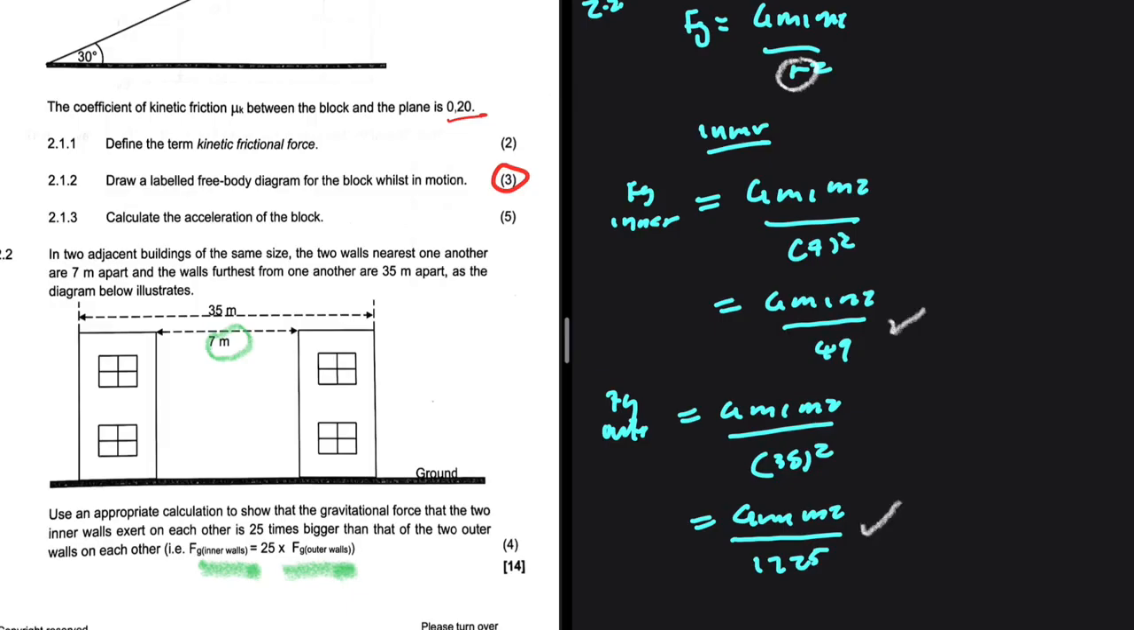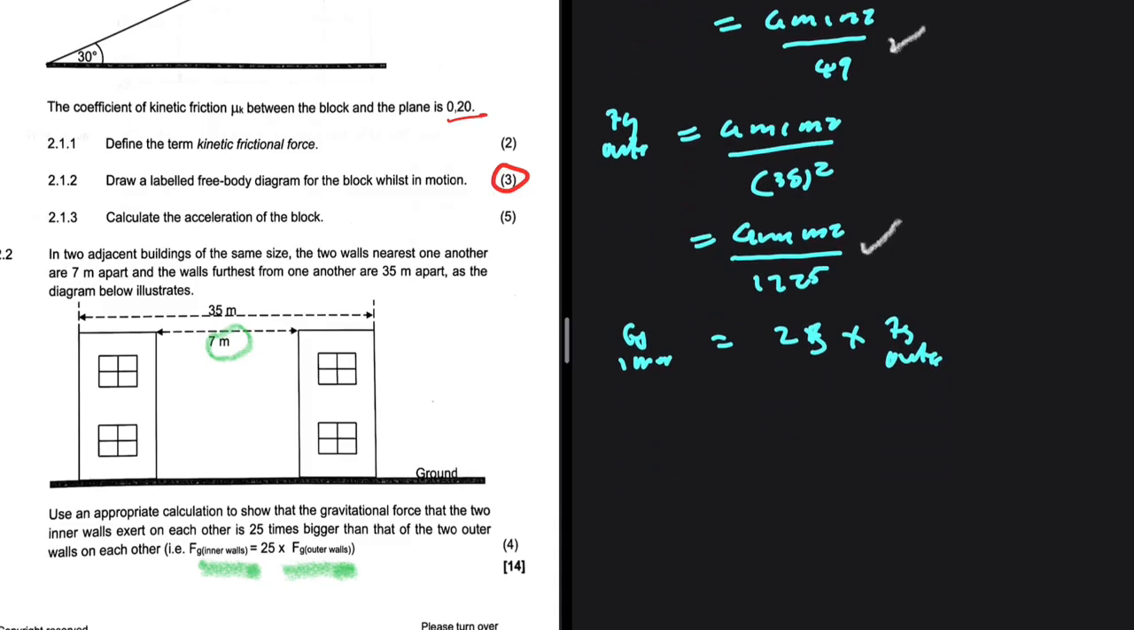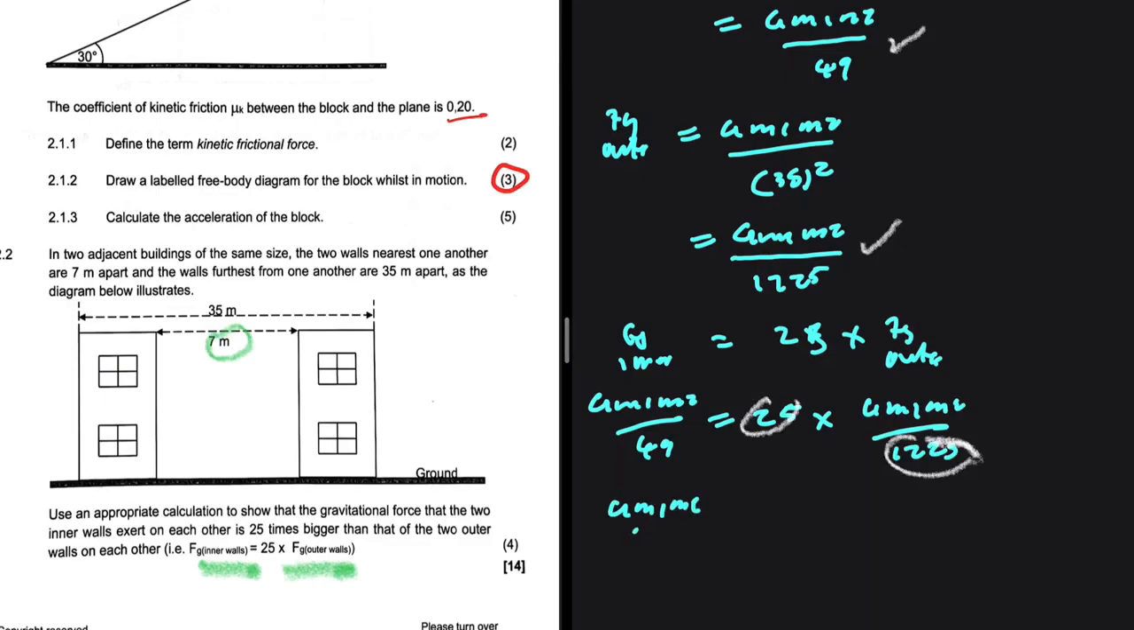Now we need to show that Fg for the inner walls is equal to 25 multiplied by Fg of the outer walls. Let's go ahead and see if this is true. So Fg of the inner walls, we have G m1 m2 divided by 49. This is supposed to be equal to 25 multiplied by G m1 m2 divided by 1225. G m1 m2 divided by 49 is indeed equal to G m1 m2 divided by 49.